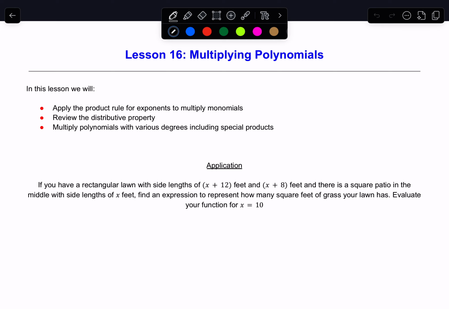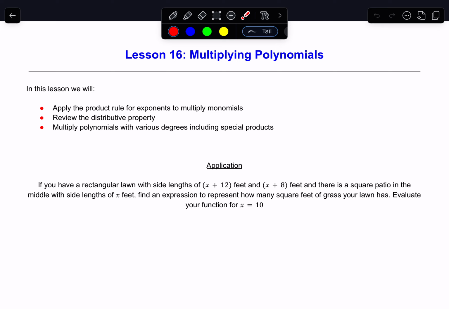Hello students and welcome to lesson 16 where we are going to learn how to multiply polynomials. In this lesson we're going to apply the product rule for exponents to multiply monomials, mono meaning one. So a monomial is where we just have one term. Then we're going to review the distributive property, which we've seen in the past, and we're going to use an extended version of the distributive property to multiply polynomials, where poly could mean multiple. So a monomial is one term, a polynomial will have multiple terms.